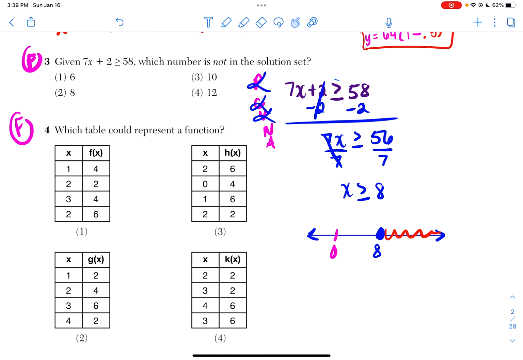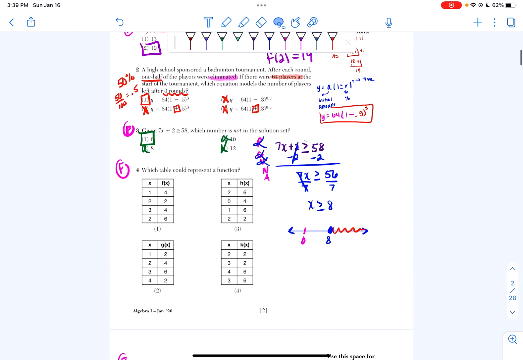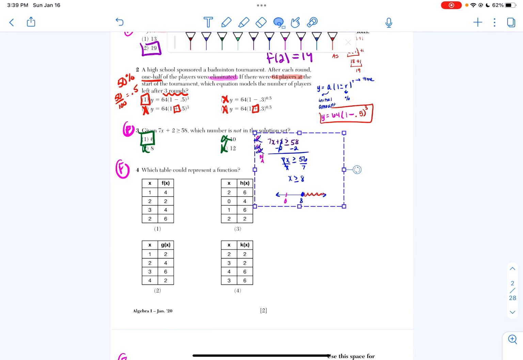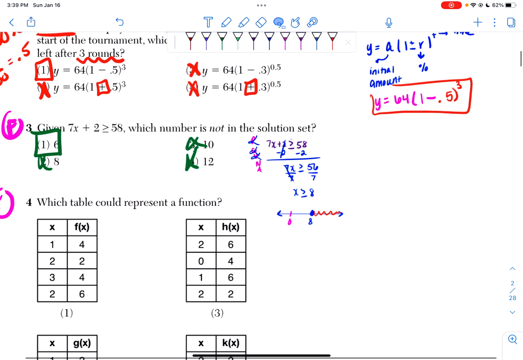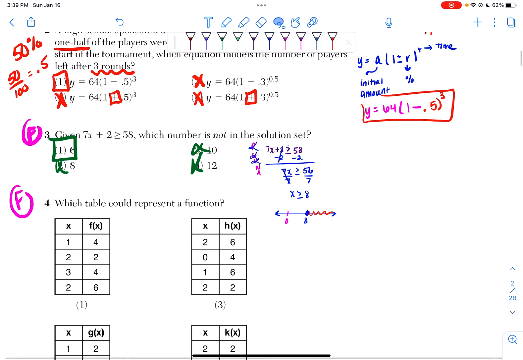So if I look, 8 is in my solution, 10 is in my solution, and 12 is in my solution, because those are all numbers that are larger than or equal to 8. So if I look, it has to be choice 1. Now, there has to be a different way to solve this problem. And there is. You can simply plug in each answer choice.